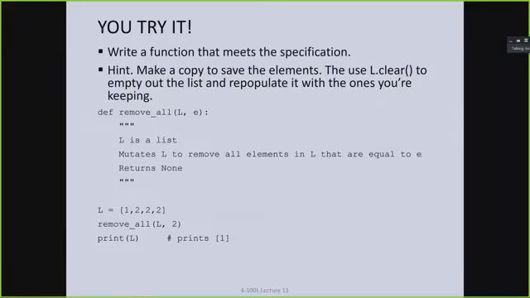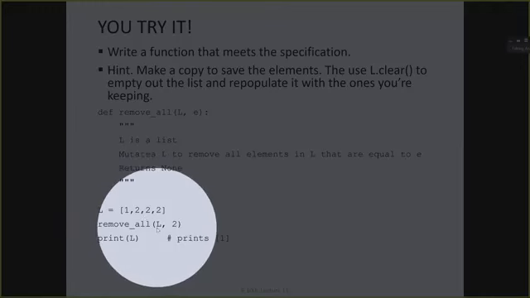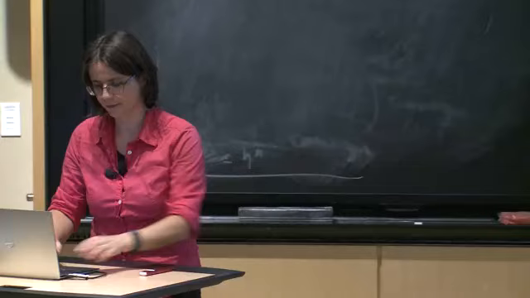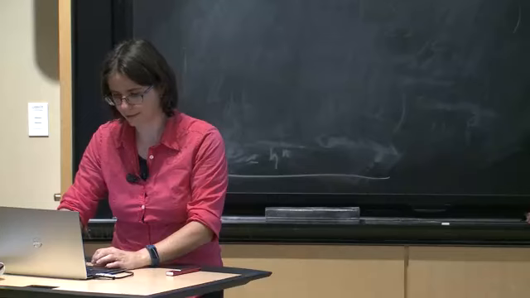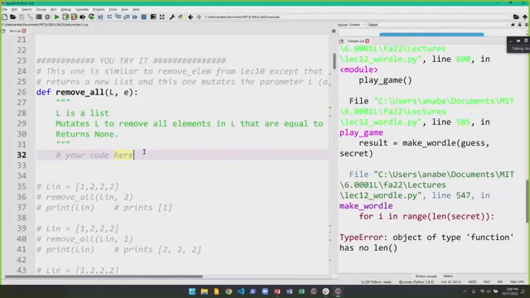And in the end, when we call this removeAll function, the thing that we're passing in will have been mutated. We don't have anything to return. We're just mutating the thing that's being passed in. So I'll give you a couple minutes to work on that, and you can start writing it on around line 30.